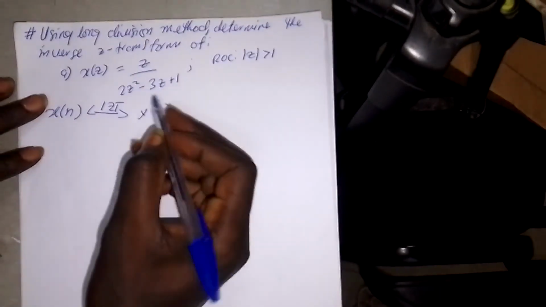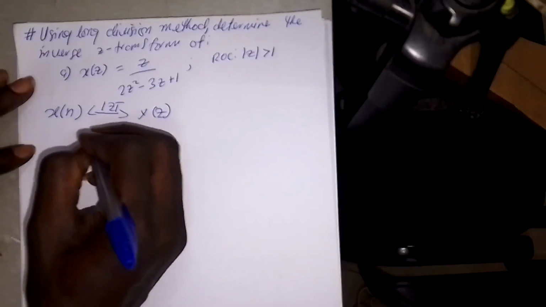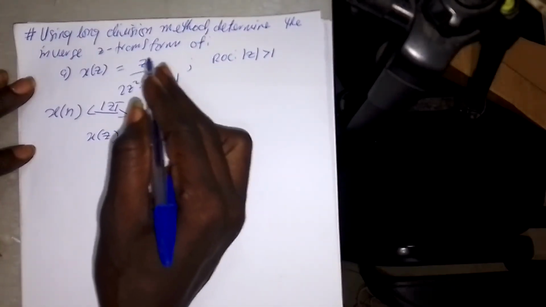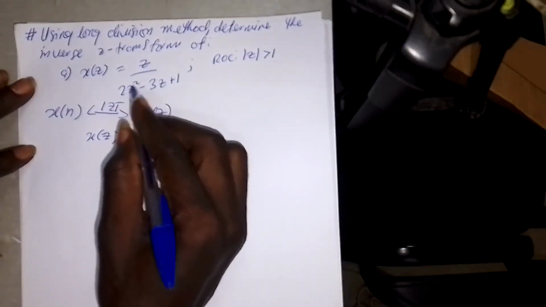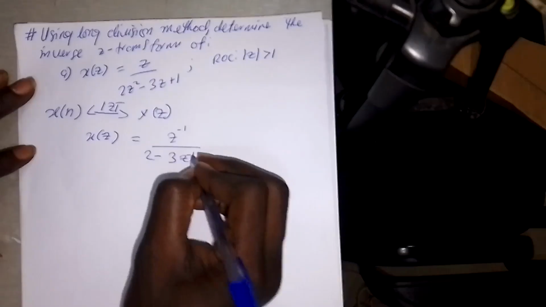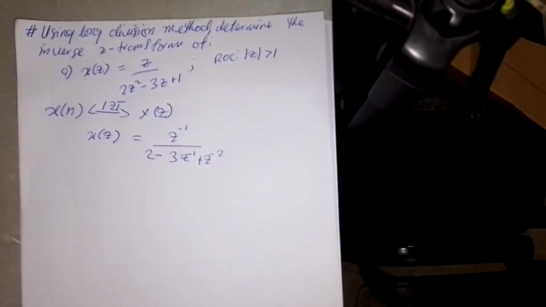All right. So here we must first convert it into the standard form. In the standard form, I'll divide by the highest power, which is z exponent 2. If I do that, then I'm going to have x of z equals z exponent minus 1 over 2 minus 3z exponent minus 1 plus z exponent minus 2. So this is what I am going to get. Now I can use the long division method to determine the x of n.